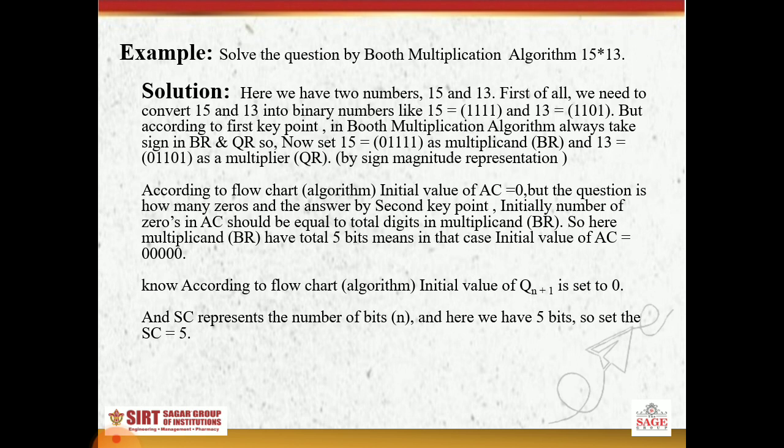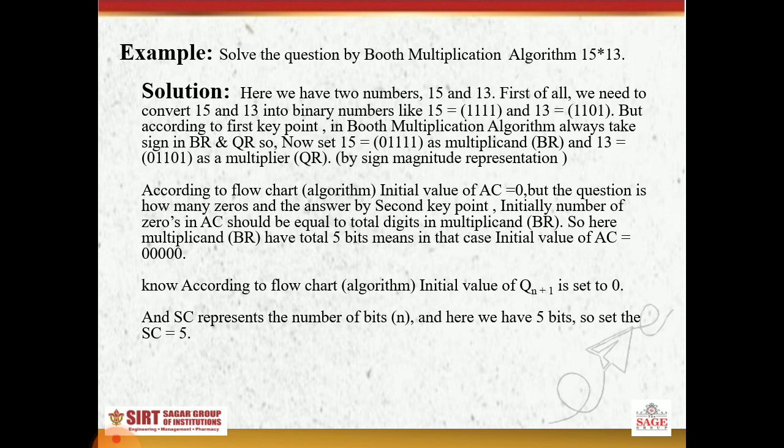According to the flowchart algorithm, the initial value of AC is equal to 0, but the question is how many zeros, and the answer is the second key point. Initially, the number of zeros in AC should be equal to the total digits in the multiplicand BR. So here the multiplicand BR has a total of 5 bits, which means the initial value of AC is 5 zeros, that is 0 0 0 0 0.